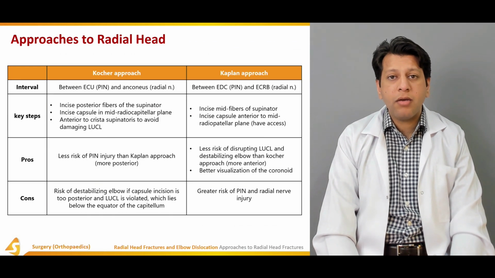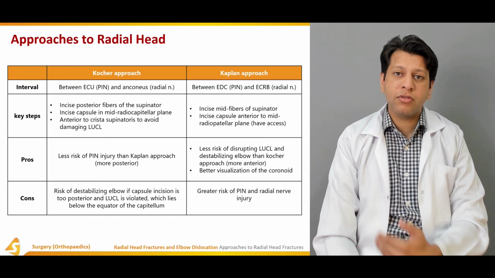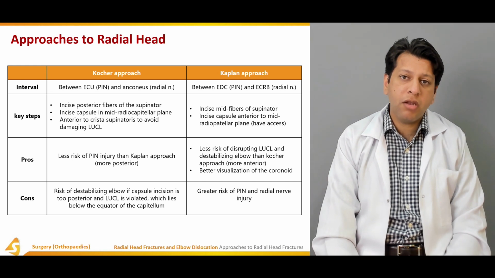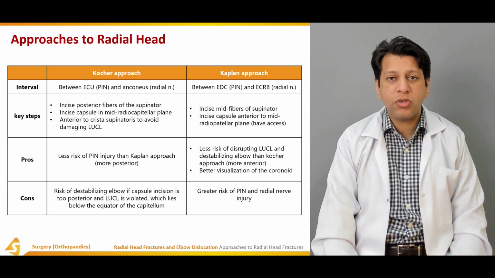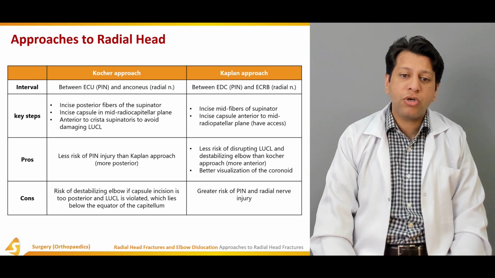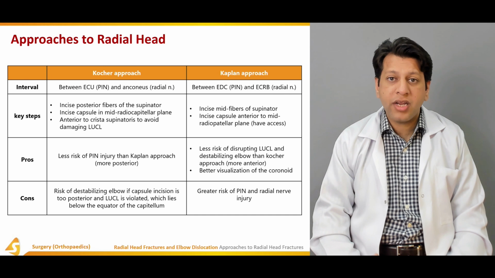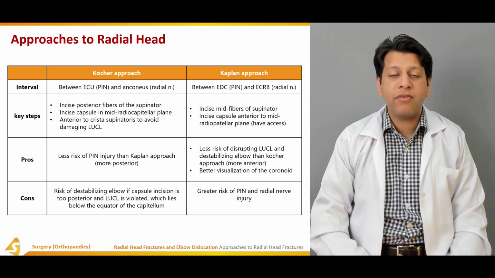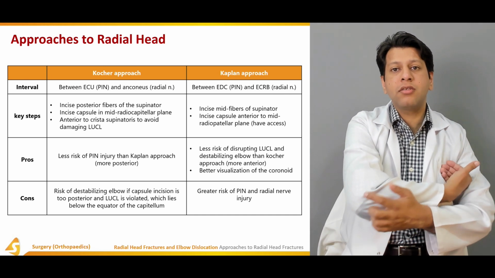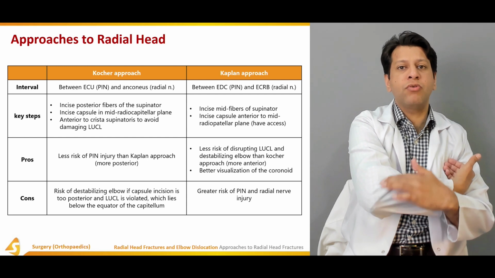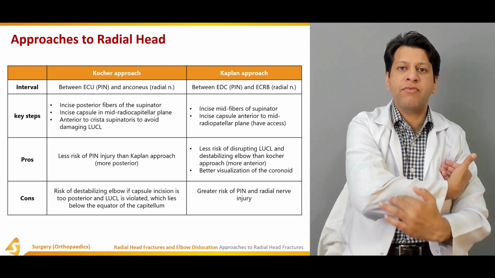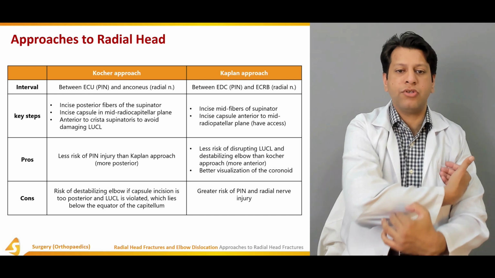Now the main approaches to the elbow, especially if we are going towards the lateral part of the elbow, are mainly two. One is the Kaplan and the other is the Kocher. Kocher is more of a posterior lateral approach. Kaplan is more of an anterior lateral approach. If you see the elbow over here, this is the point where the radial head is. If you're going more anteriorly, it becomes Kaplan. If you're going more posteriorly, it becomes Kocher.